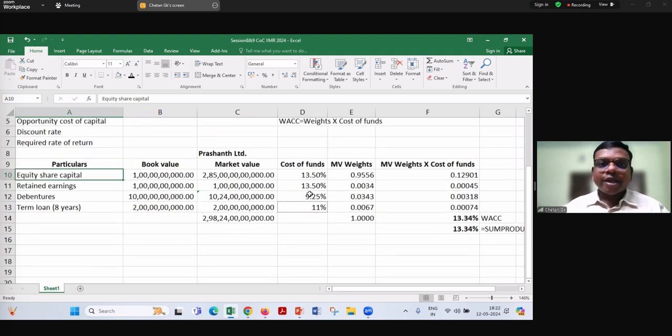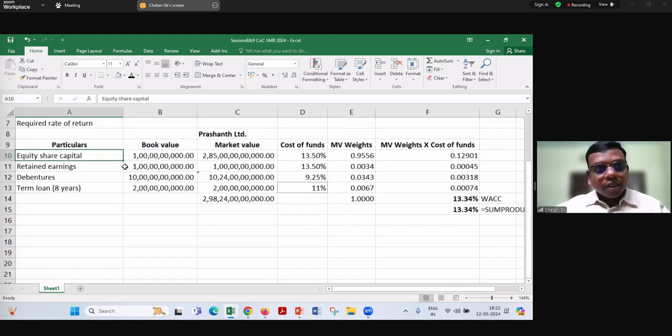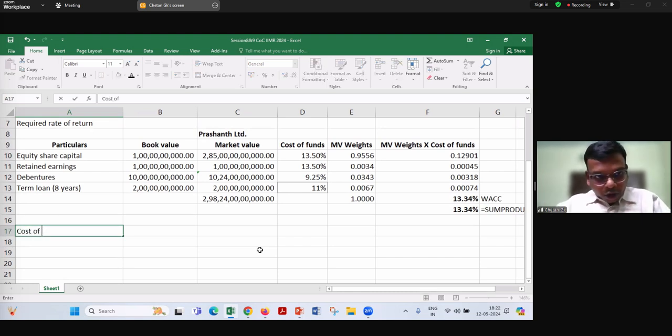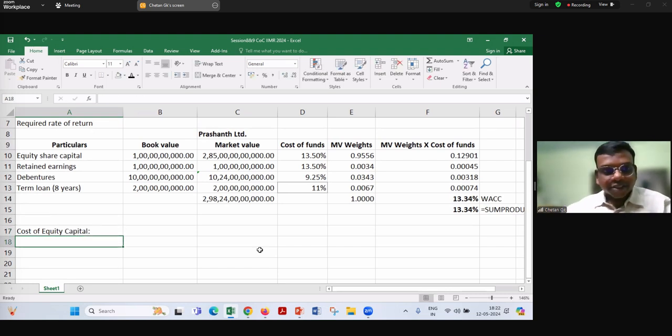So this by and large is called WACC. Now, in the next few minutes, we discuss how to compute cost of equity, how to compute cost of debentures, how to compute cost of term loans. Is it fine now? After understanding this, we are going to go with the cost of equity capital. How to compute this, we are going to be discussing now.